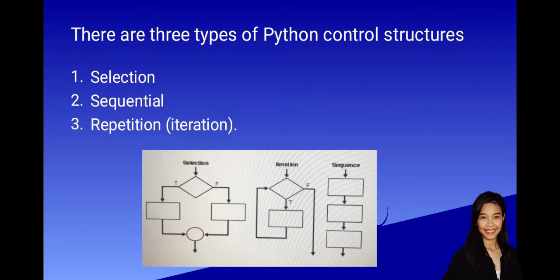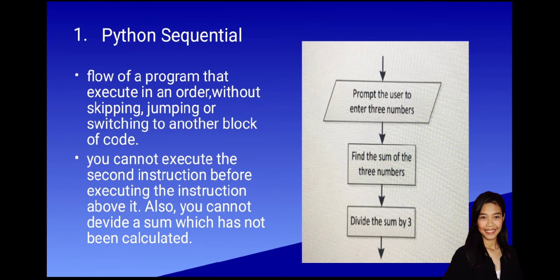Next, there are three types of Python control structures. There are first, selection, number 2, sequential, and the last, repetition or iteration. So let's go to the meaning of the three Python control structures.